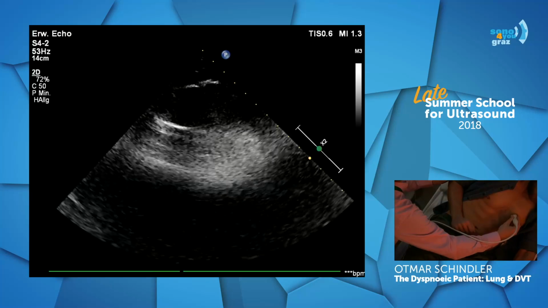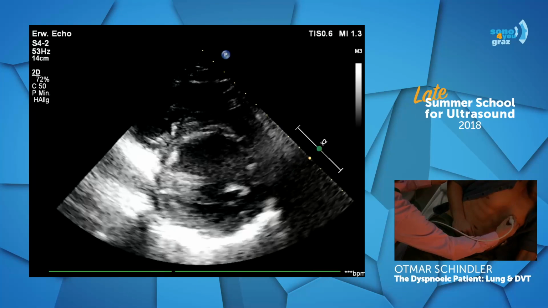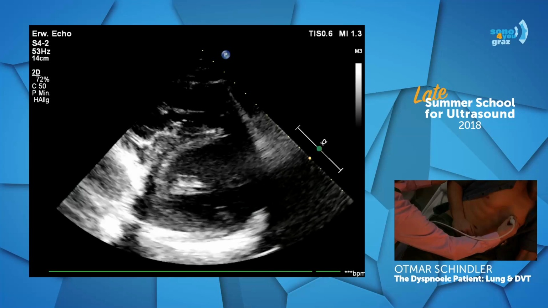Okay. So we see the septum is not flattened.